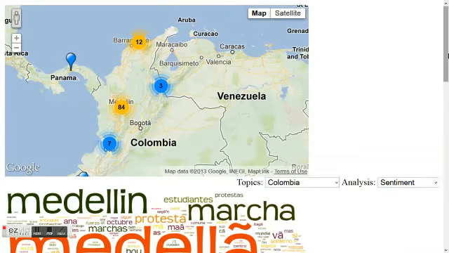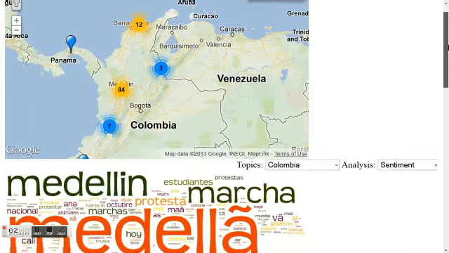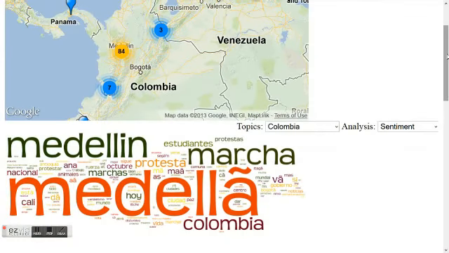If we select sentiment analysis and scroll down, we can see a list of words. These words are the frequently occurring words in the tweets that we collected. As you can see, the words Medela and Medellin occurred a lot. The size of these words actually determines the frequency with which they were used. Thus, words like Medela and Medellin were used more frequently as compared to words like Protesta and Colombia.